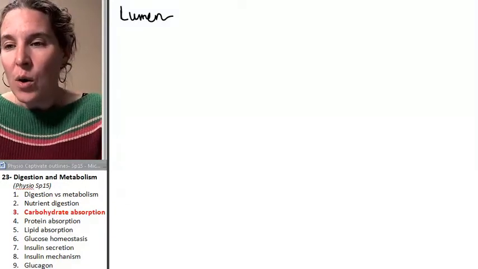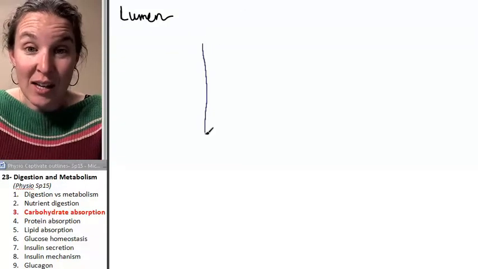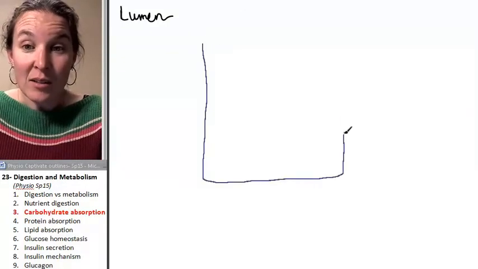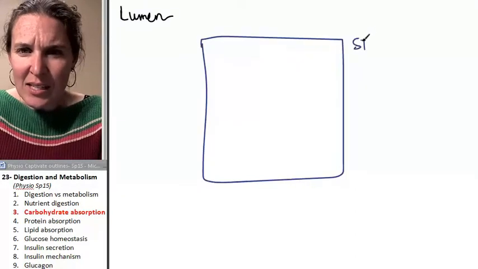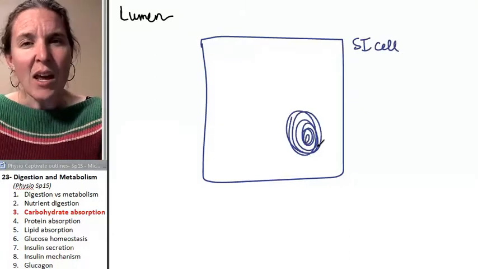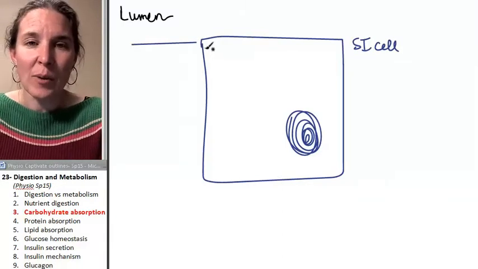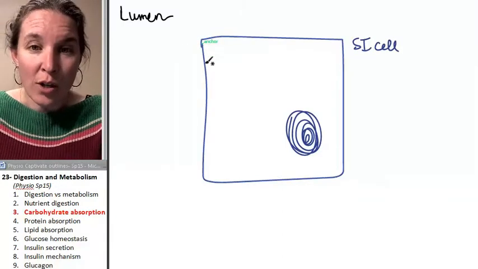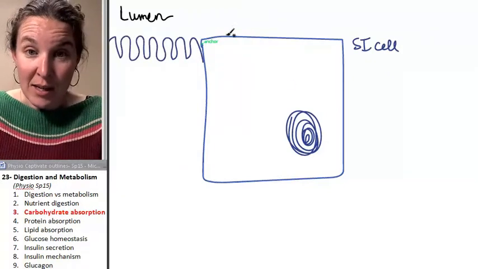Now, as we know, I'm going to draw just a single cell in my small intestine. This is a small intestine cell. Here's its nucleus. And we know that there's a whole bunch of them. And in fact, I can't help it. I have to draw you what it actually looks like, even though I'm not drawing it on this cell because I need to have some space.